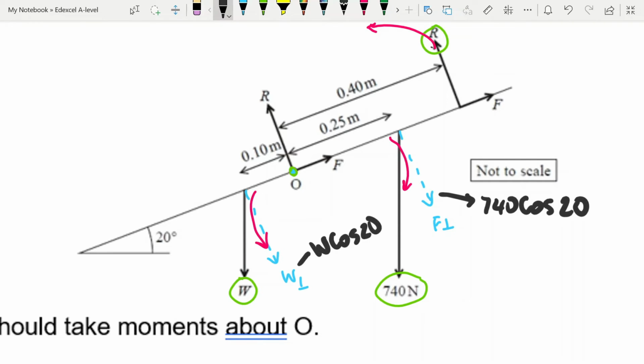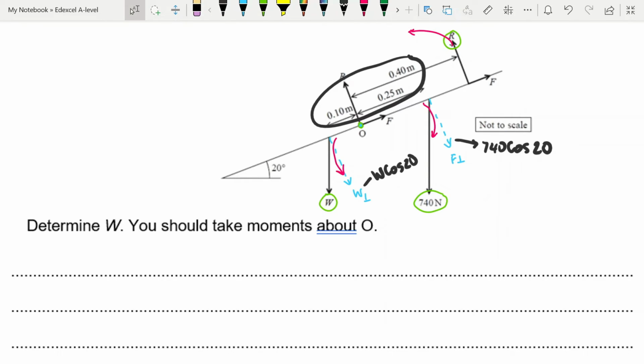And of course R is already perpendicular to that distance from the pivot, and they've given us all of those distances, so we can just go ahead and use those. It's important when you do these questions to be organized about your information. So you set it all down in front of you and double check that you've got everything. So what we've got here is W cos 20, that is our force perpendicular to the pivot, multiplied by 0.1 meters. So that's the moment of the weight of the bag.